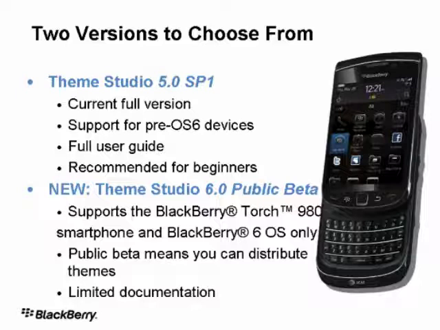On our website, you can download 2 different versions. The main version is 5.0, which is the full version. It supports all the devices running 5.0 and earlier. It has a full user guide, and it's recommended for beginners. You can watch a video to see how in 15 minutes you will learn how to use this tool. And we released the public beta version of Theme Studio 6. At the moment, it only supports the latest Torch 9800, because that's the only one which is running OS 6 at the moment. You can distribute themes created using this tool, but the documentation is still a little bit limited.